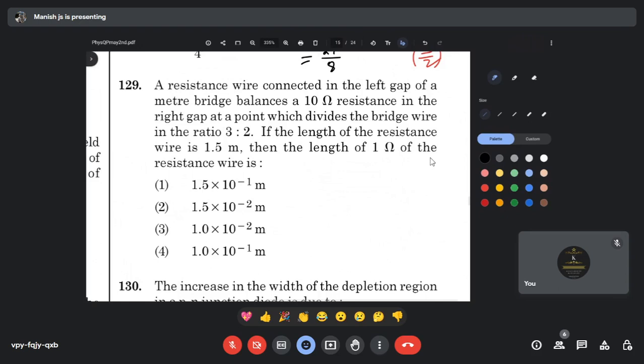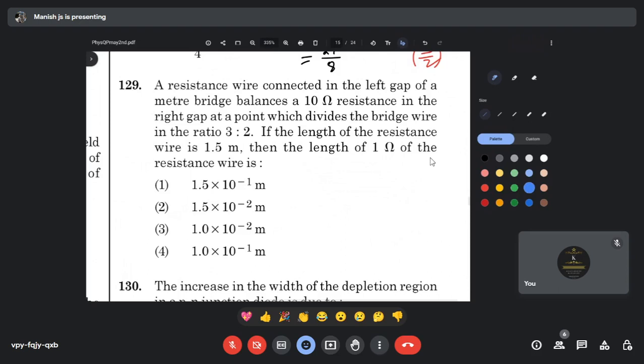A resistance wire is connected in the left gap of a meter bridge that balances a 10 ohm resistance in the right gap at a point which divides the bridge wire in the ratio 3:2. If the length of the resistance wire is 1.5 meters, the length of 1 ohm resistor wire would be. So what is the length of 1 ohm resistance wire? That is the question.